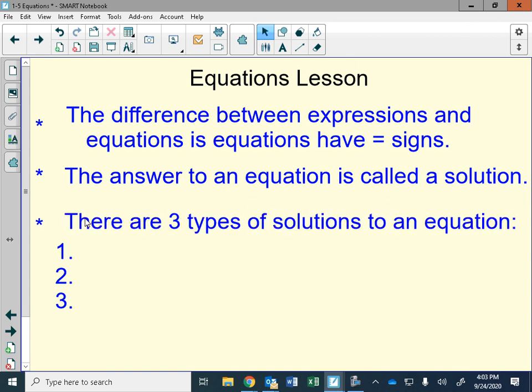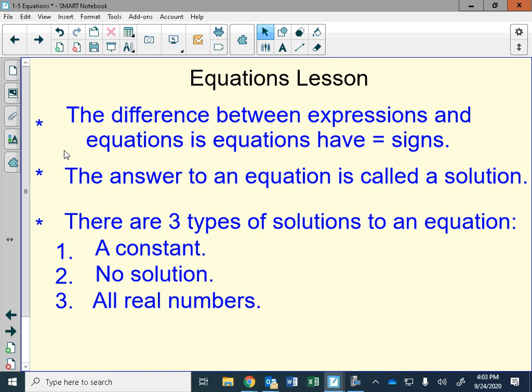There are three types of solutions to an equation. The first one is a constant. That's when you solve and you just get one number. No solution, that's when you solve and find out that there is no value for that variable that you can plug in to make the equation true. All real numbers is the third one, and that type is when any value you plug in for the variable will make the equation true.